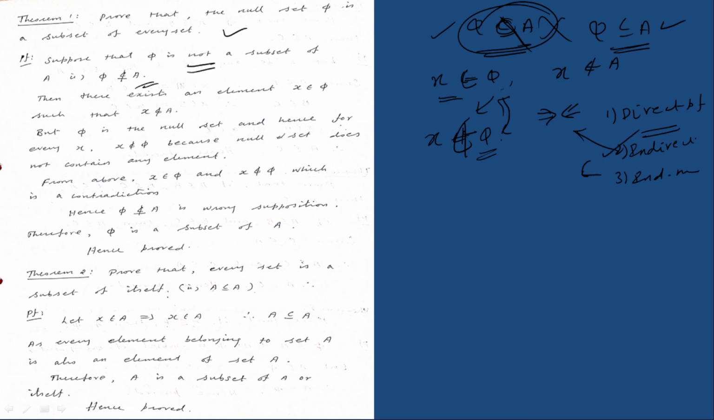The next theorem: prove that every set is a subset of itself, which means A is a subset of A. Let x belong to A; this is the direct method of proof. By definition, if there is an element in A, then definitely that is also an element in A. Therefore, A is a subset of A. Every element belonging to A is an element of A, which means A is a subset of A.